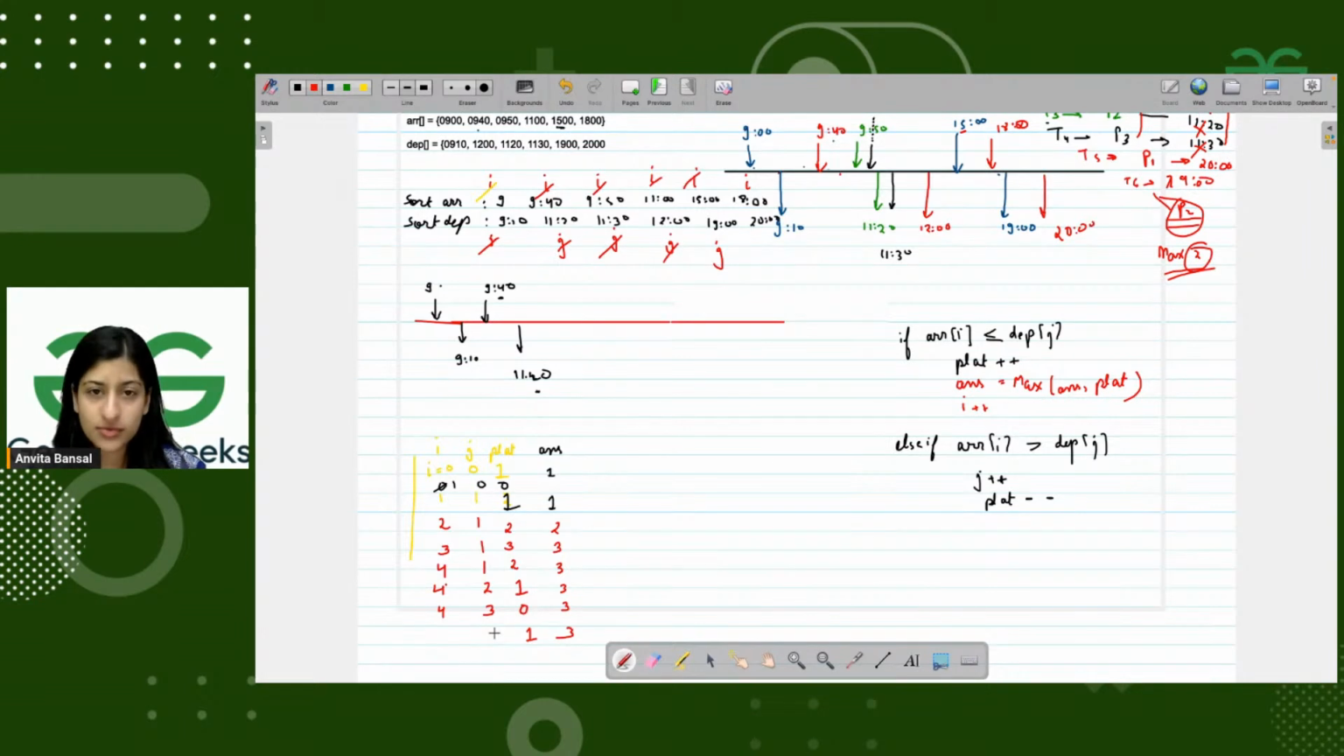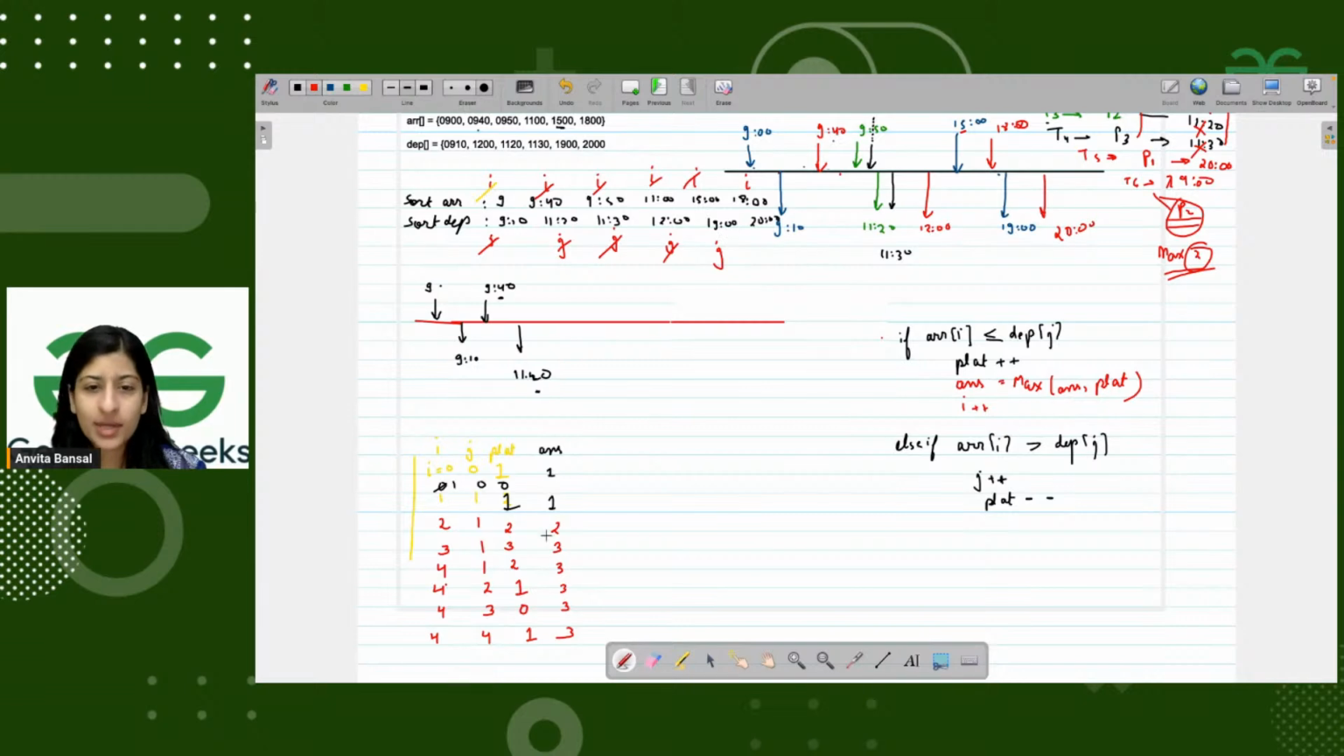So I, this was for your I was at which position? 0, 1, 2, 3, 4. Fine. So for this case, I have already added the count of my platform. Now my I is at this index. Which case should it go? It should go to if condition because my ARR of I is less than my departure of J.